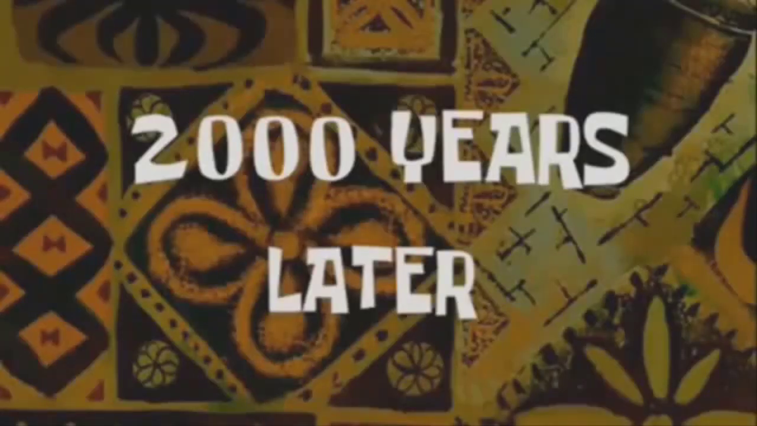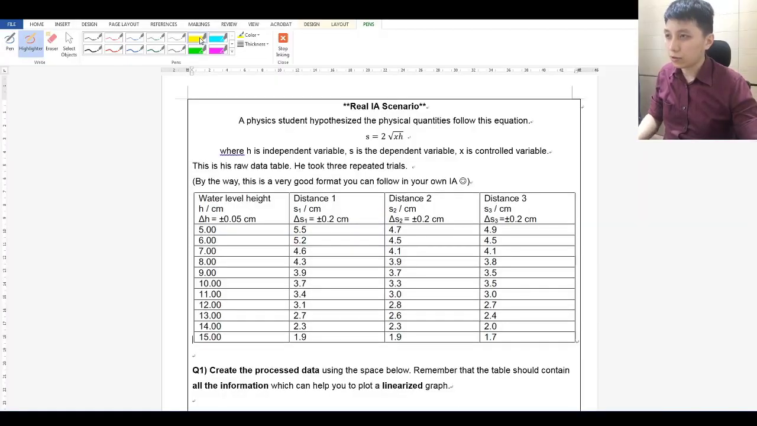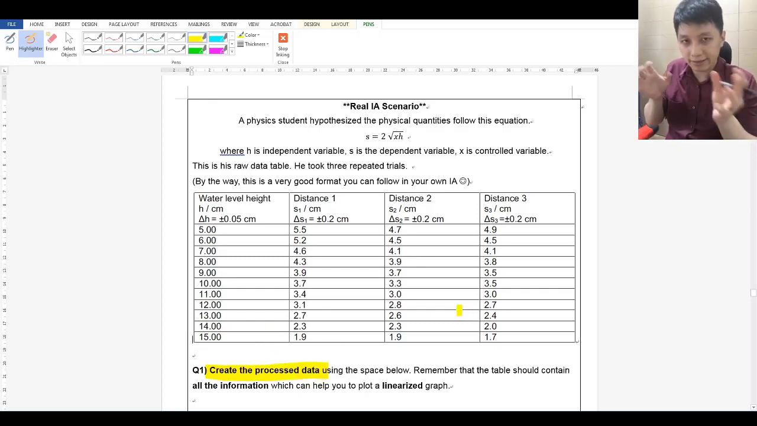Alright, so the first part of the question I asked you to do is to create the process data table. And after that, this process data table should be enough for you to produce a linearized graph.